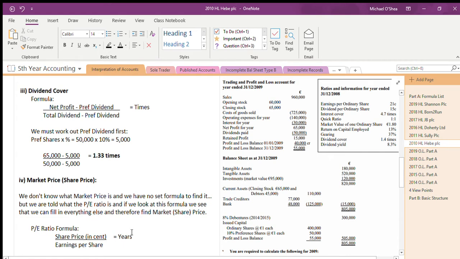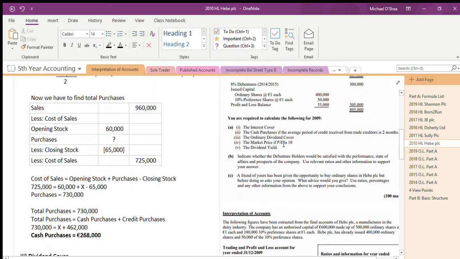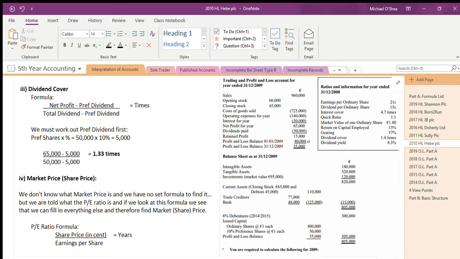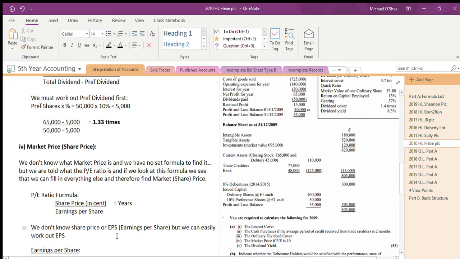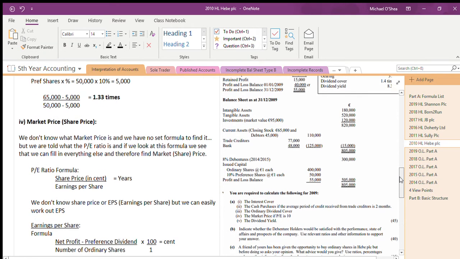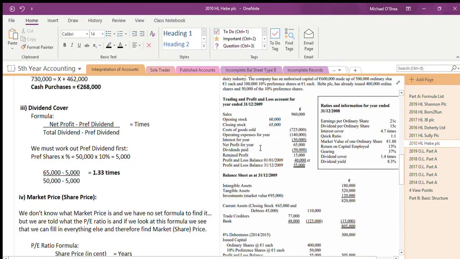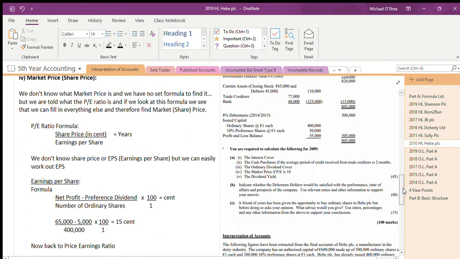Divided by my earnings per share is equal to years. Well, I'm told my formula is going to be equal to 10, which is in years for the PE ratio. So I know my answer is going to be 10 years. I don't have my earnings per share, but I can work that out, and then I'll have the two of these, and the difference will be equal to my share price, market price. So I have to work out my earnings per share first. My earnings per share formula is given here. It is my net profit minus preference dividend divided by my number of ordinary shares. Net profit is given in the question at 65,000. I've worked out my preference dividends to be 5,000, and my number of ordinary shares is given in the question at 400,000. Plug in all those and I get my earnings per share to work out at 15 cents.